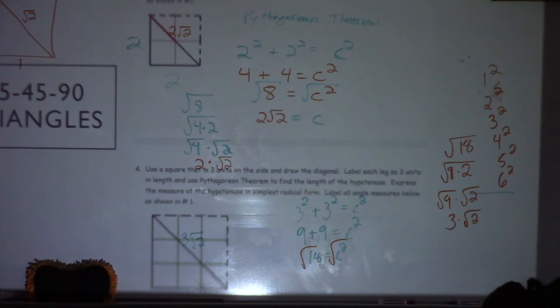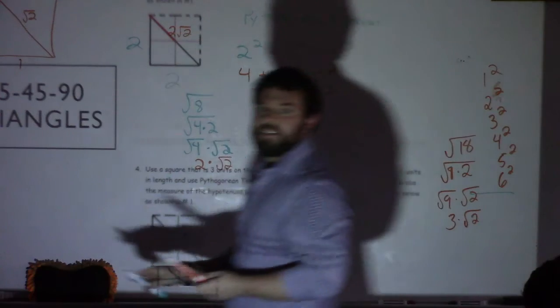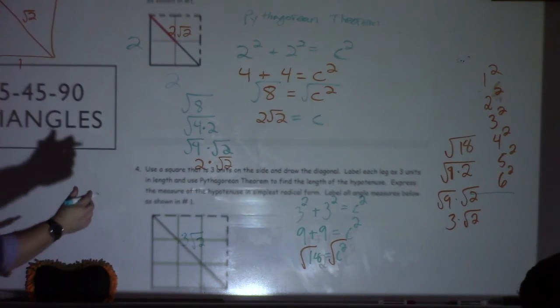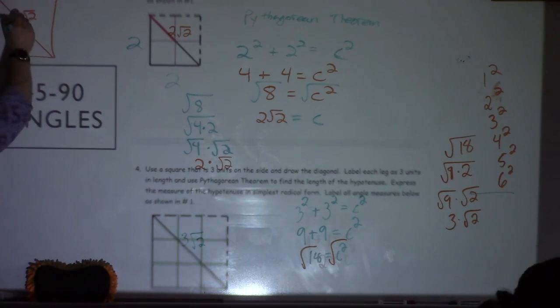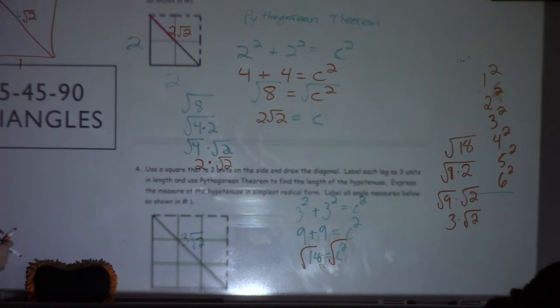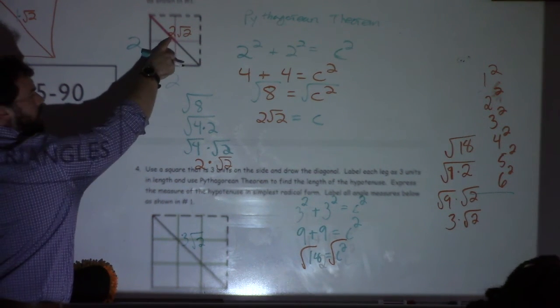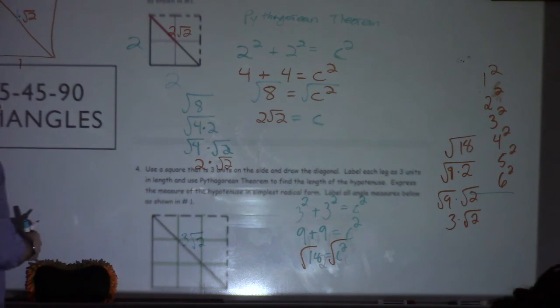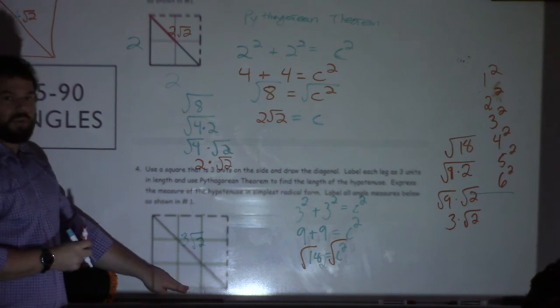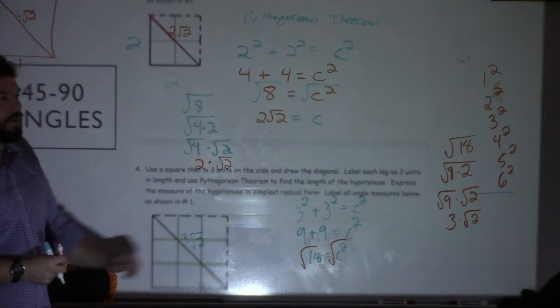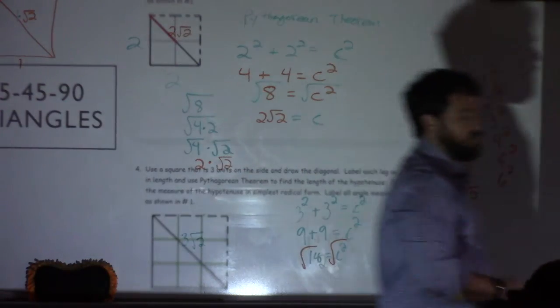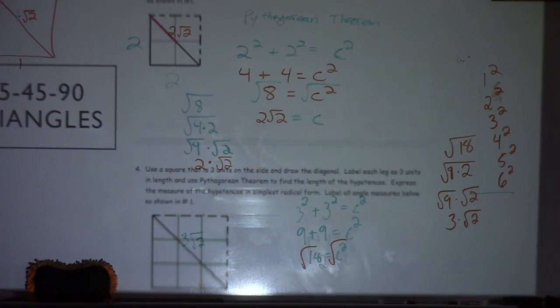So notice, and this is a good detail to notice, when the side length was 1, we had 1 square root of 2. When the side length was 2, it was 2 square root of 2. When the side length is 3, 3 square root of 2. Is there a pattern there? Yeah. Patterns like this are what math is built out of.